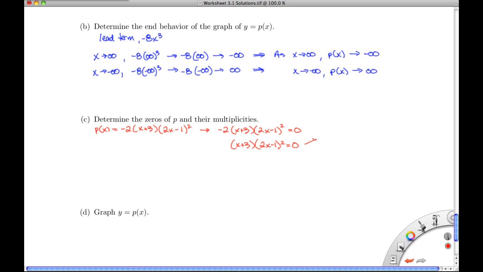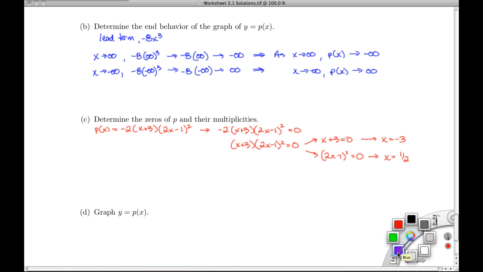So now we can set each of these factors equal to 0. x plus 3 equals 0, and 2x minus 1 squared equals 0. Solving for x here, we're going to get x equals negative 3. Solving for x here, take the square root of both sides, add the 1, divide by 2, and we get x is equal to 1/2. Okay, so those are our two zeros. So our two zeros are x equals negative 3 and x equals positive 1/2.